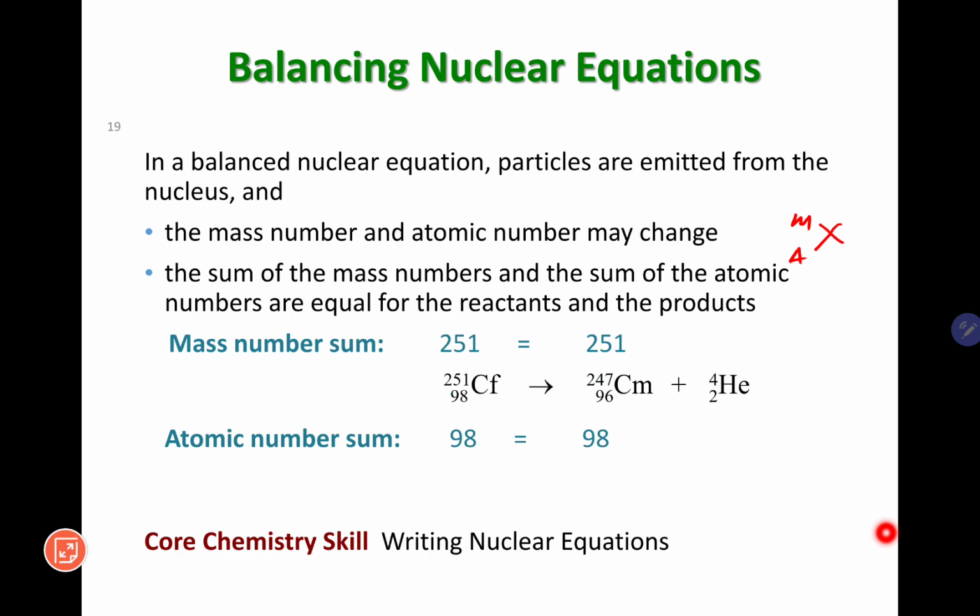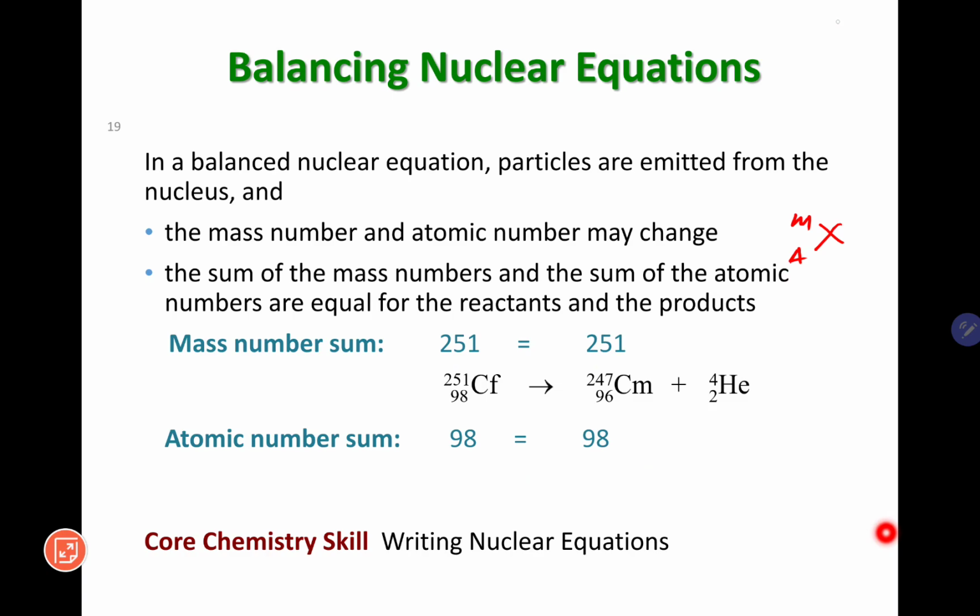So what we try to do in balancing these reactants and products is balance the mass number of reactants to the mass number of products. Here, as you can see, the mass number of reactants is 251. The mass number of products is 247 and 4, which is again 251. So these two add up to 251, and this reaction is balanced. So when you are writing equations, you should always try to balance the mass number sum between reactants and products.